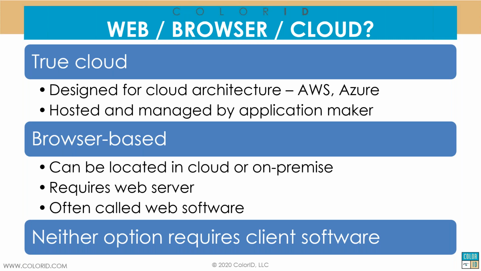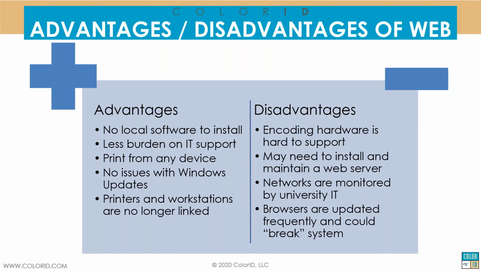Browser-based software is a much broader term, because now it just means you can get to that software through a browser. So it could be in the cloud or it could be on premise. It requires a web service. If you're installing it on-prem, it's going to have a web server to get it into the web browser, and it's often called web software. The nice thing about both is there's no client software. There's nothing you have to download to your local machine.